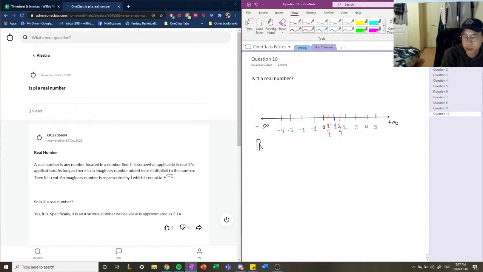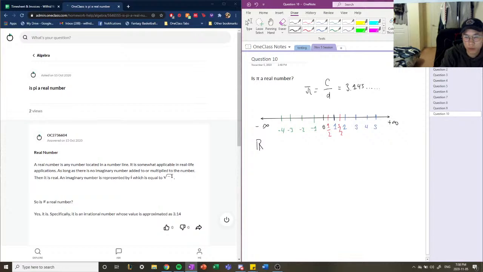The decimal keeps running on. Another really good example of an irrational number is pi. Pi is characterized as the ratio of the circumference of a circle to its diameter. It can also be written as 3.145 and so on.